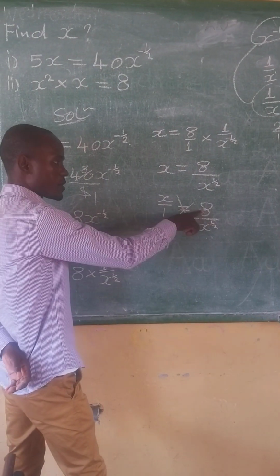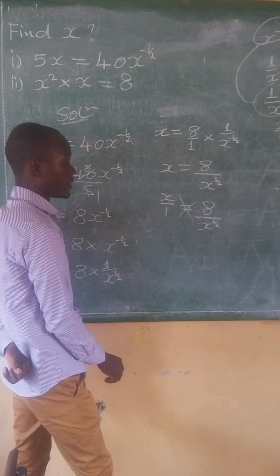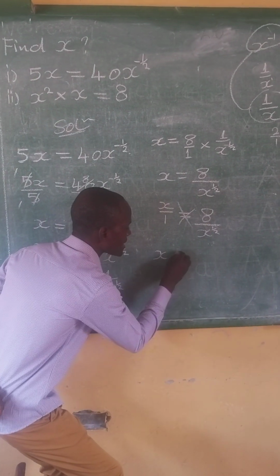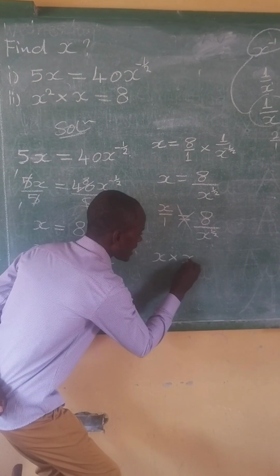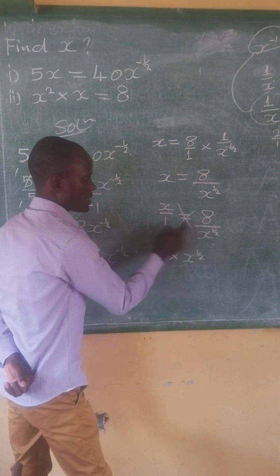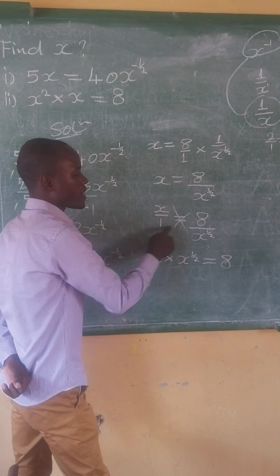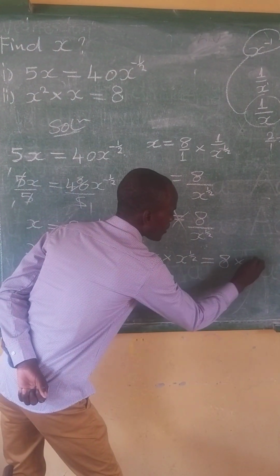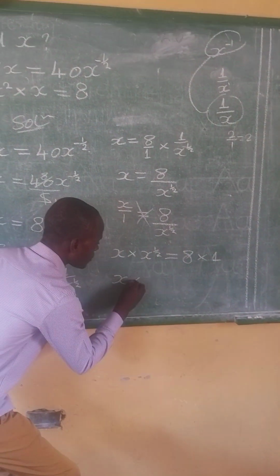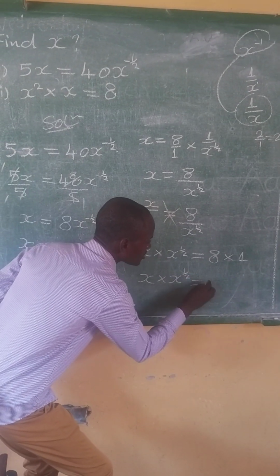Meaning, 1 multiplies with 8 and x will multiply with x to the exponent of 1 over 2. So when you multiply these two, what will happen? You have x times x to the 1 over 2. This and that will be just the same as saying 8 multiplied by 1. 8 multiplied by 1, we know that it will be 8. So in this case, we have x multiplied by x to the power of 1 over 2, which is equal to 8.